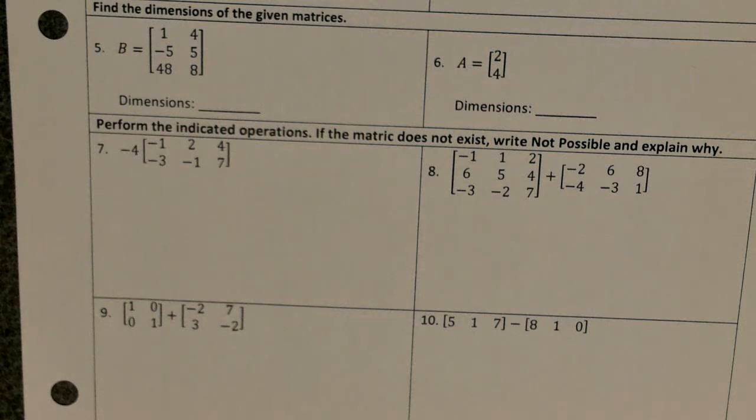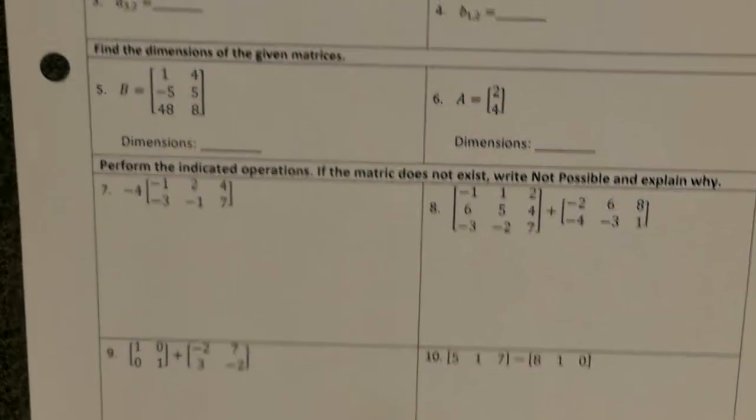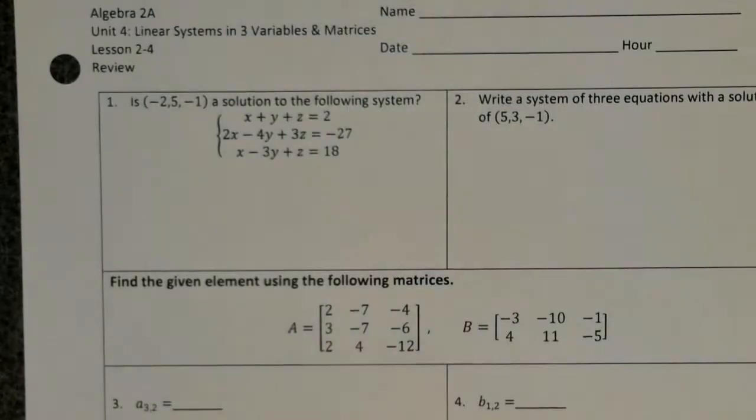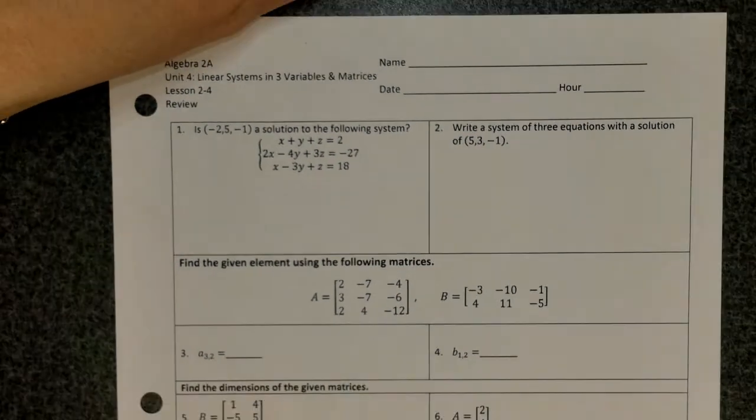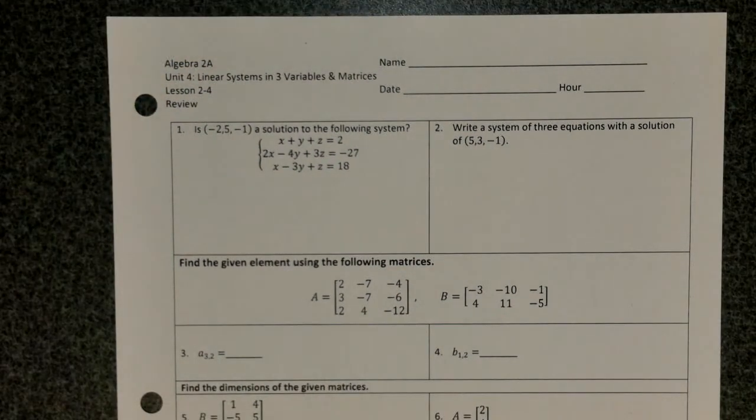Alright, so this is reviewing for today's quiz. Okay. Is this point, (-2, 5, -1), a solution to the following system? Okay. How do we know if it is a solution?